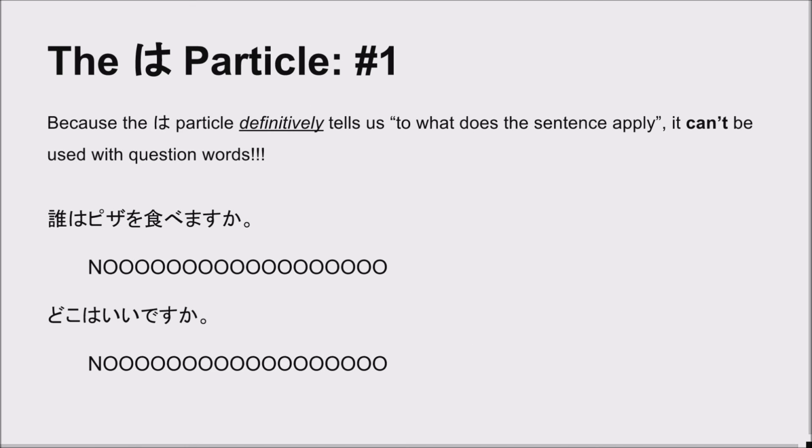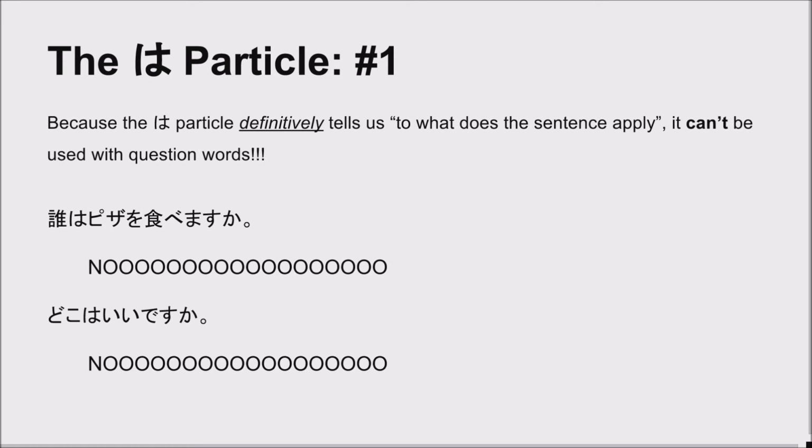Okay, let's continue on. The wa particle definitively tells us to what the sentence applies. I explained this in like the second slide or something like that. So it can't be used with question words. We call question words interrogatives, okay? It can't be used with interrogatives. It can't be used with question words. Notice the first sentence. Dare wa pizza o tabemasu ka?